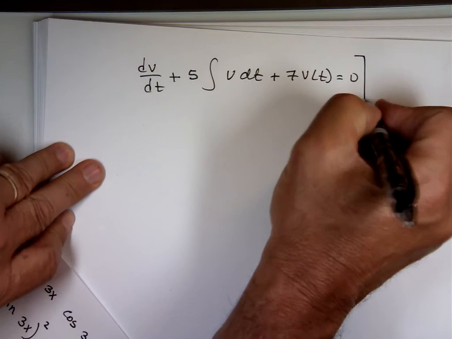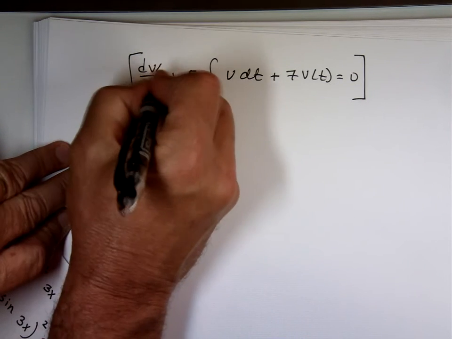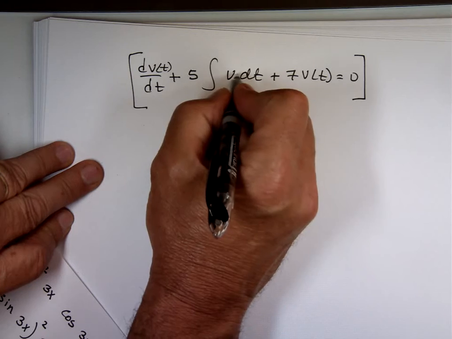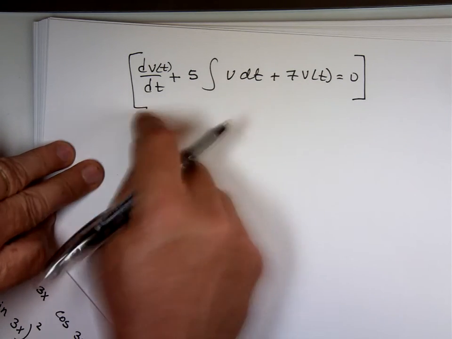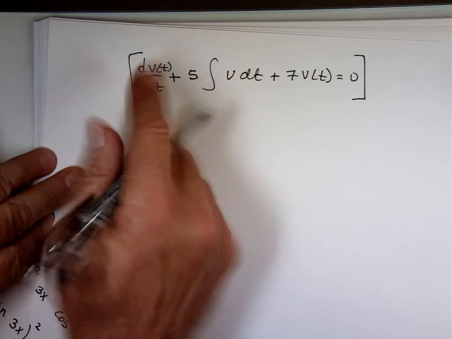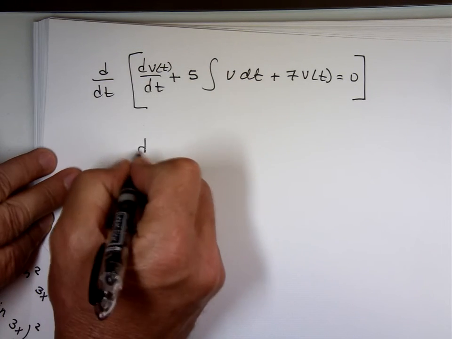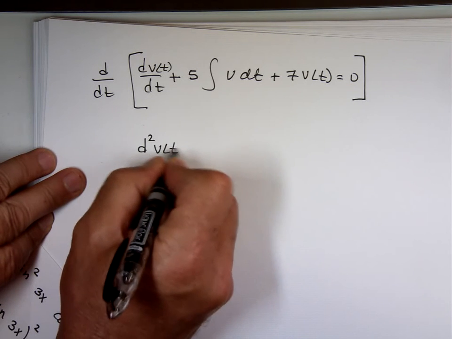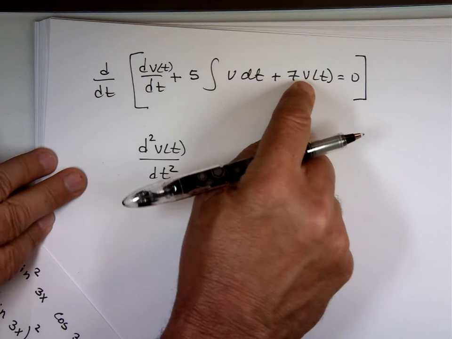This v of t is not an integral at all. They're all v sub t. I'm just lazy. That's just a separate one. So what we do to cancel the integral is take the derivative of everything. So this becomes the second derivative. And the derivative of this becomes the first derivative.